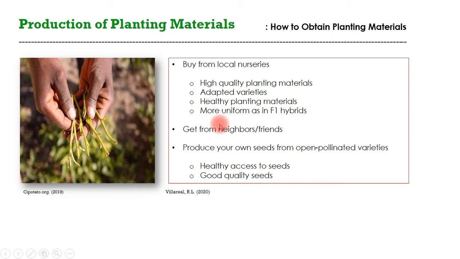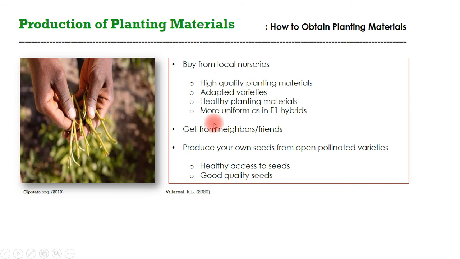So for the production of planting materials, how to obtain our planting materials for a vegetable garden, you can buy it from the local nurseries. But first, check before buying that the planting materials are high quality, adapted varieties, healthy, and more uniform, as in F1 hybrids.